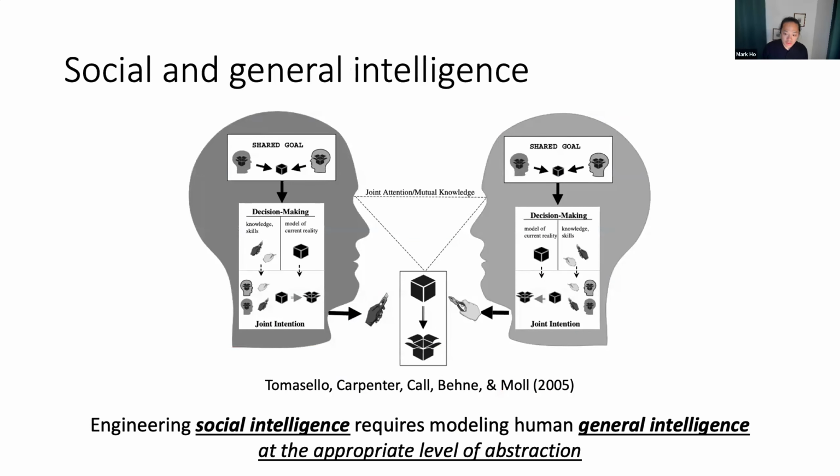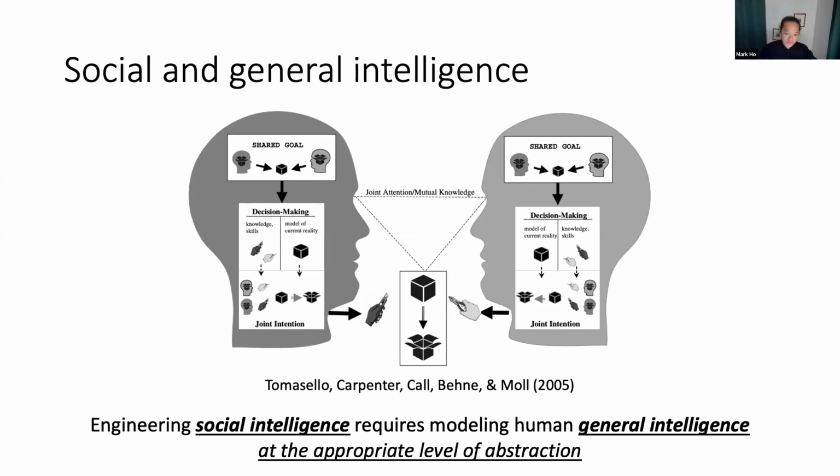And so the reason why I wanted to start out with that stuff is just to highlight that rich human social intelligence and interactions are really difficult to study without also considering broader aspects of human general intelligence. And so this diagram from this classic paper from Tomasello and colleagues shows two agents forming a shared goal, engaging in decision making, and then each taking on a different role in order to open a box and doing things like joint attention.